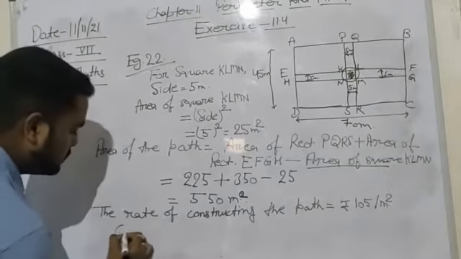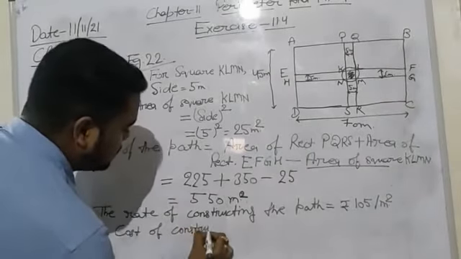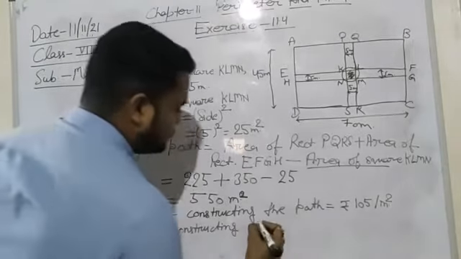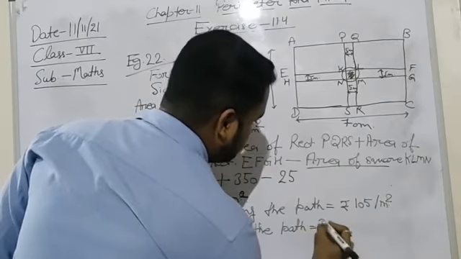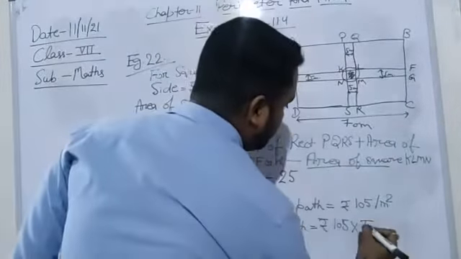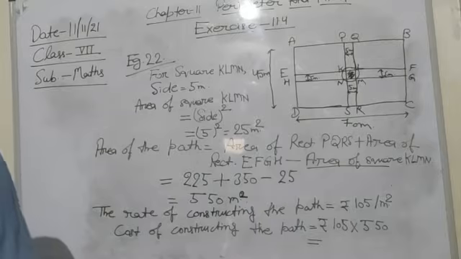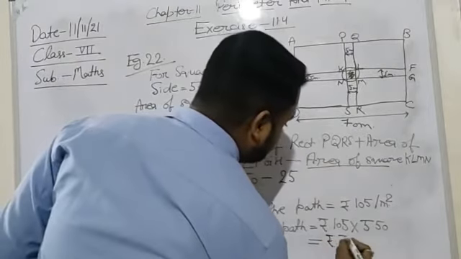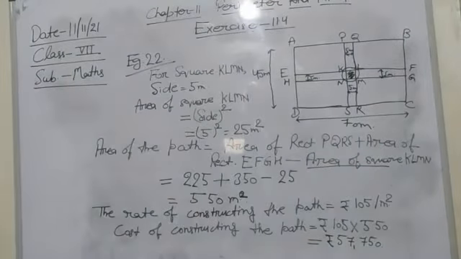Now the cost of constructing the path is ₹105 multiplied by the area, that is 550 meter square. Now here we have the final answer, 57,750. That is the cost of constructing the path. 57,750. First note it down, then I will explain it again.